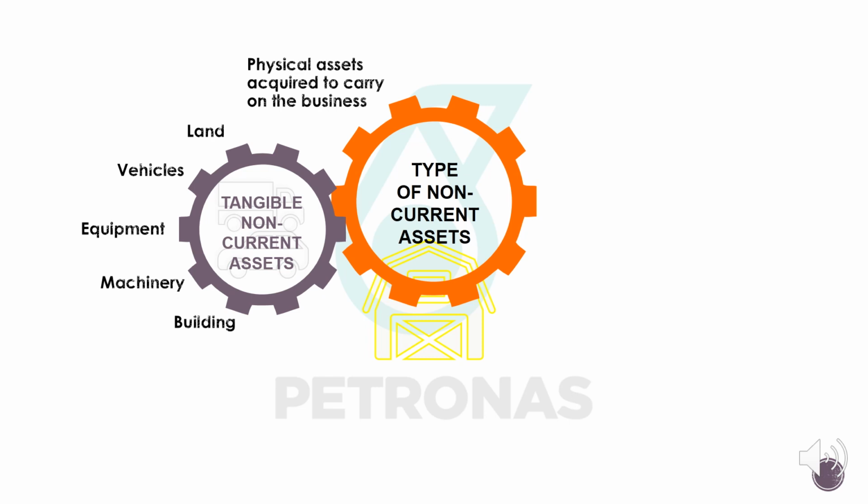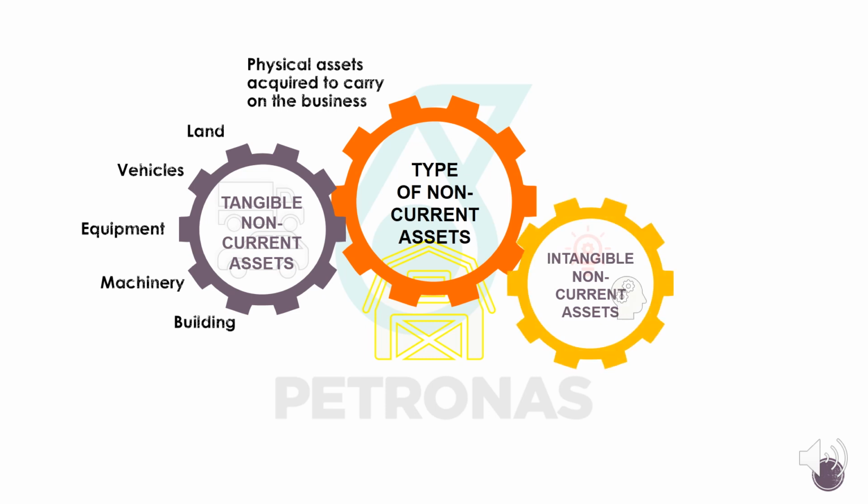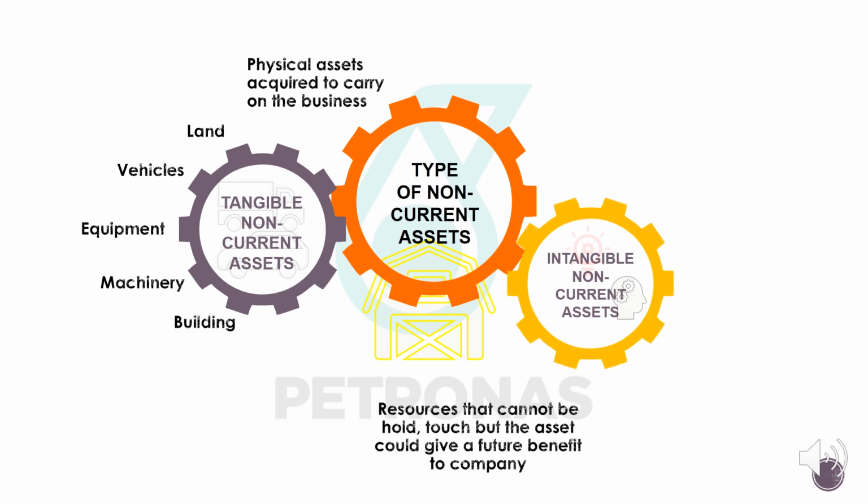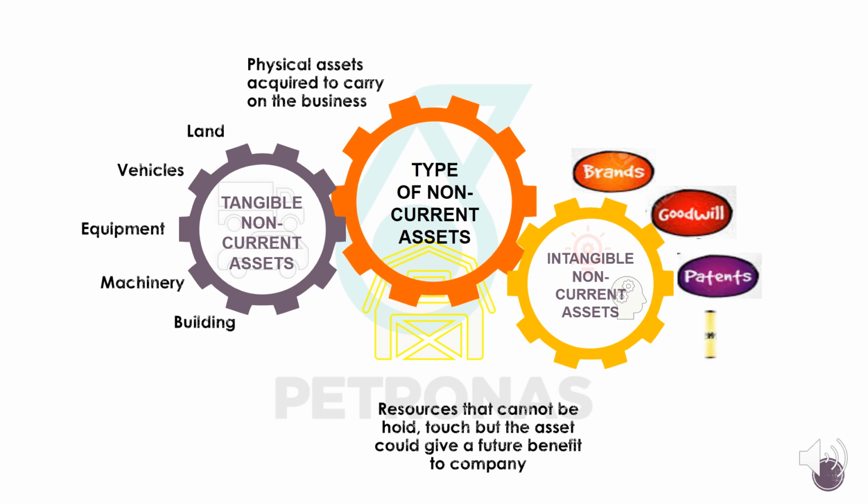Another type of non-current asset is intangible non-current asset. Intangible non-current asset is a resource that cannot be held or touched, but the asset could give a future benefit to the company. Examples: brands, goodwill, patent, trademark, and knowledge.